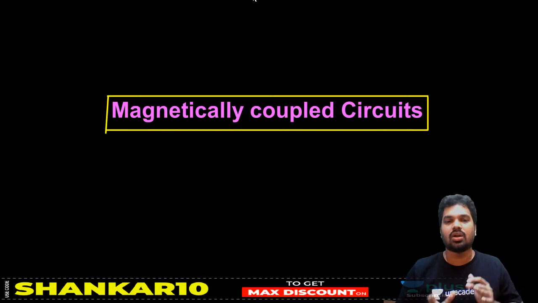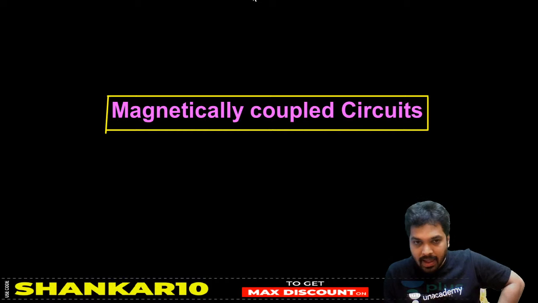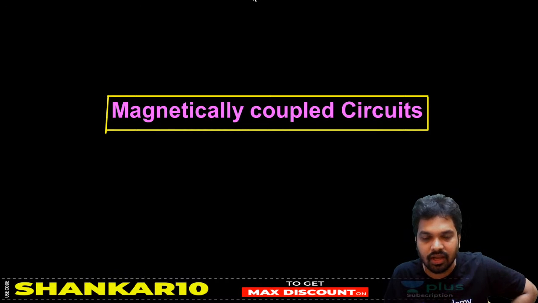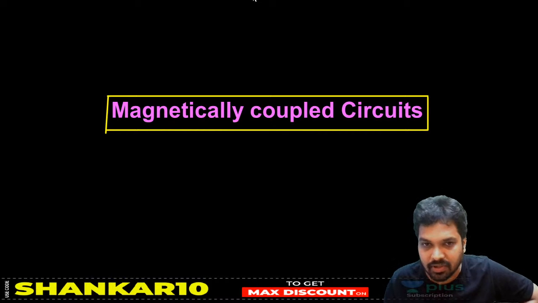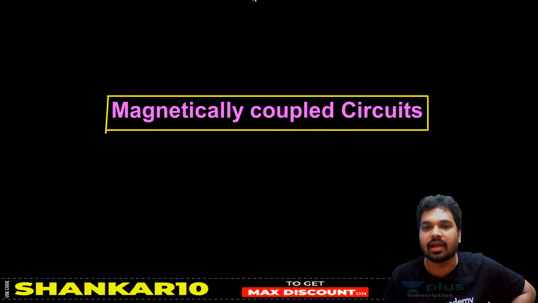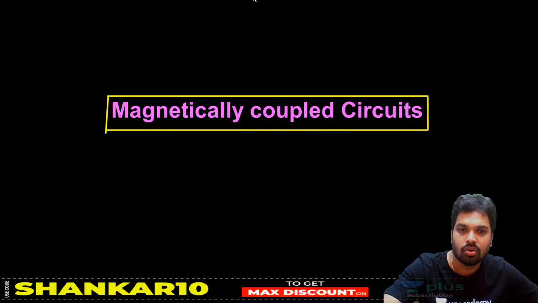So what are magnetically coupled circuits, sir? Magnetically coupled circuits are circuits where networks or elements are connected magnetically. After this topic, we go to three-phase. Okay, this is where it is connected magnetically. So listen here.